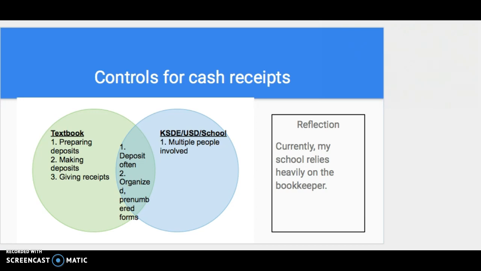Both talked about depositing money often, not having money on hand, and then again, organization, pre-numbered forms are very important. The current school I'm at relies heavily on the bookkeeper as far as money goes and all the forms. I don't see a lot of other people dealing with the money. It's really on her shoulders. It might be wise to have another person double check, just because sometimes mistakes are made, especially in a 6A school where you're dealing with 1,700 students and over 100 staff members. So I can imagine that bookkeeper feels overwhelmed at times.